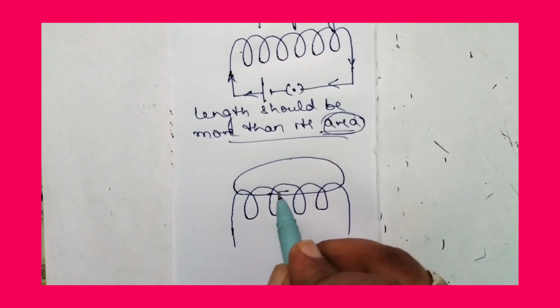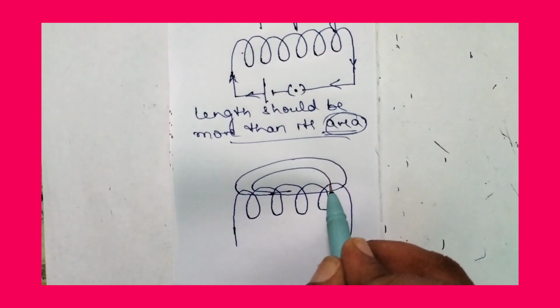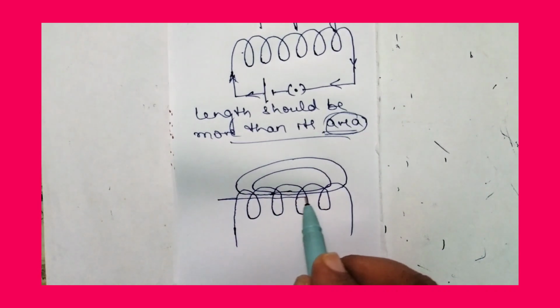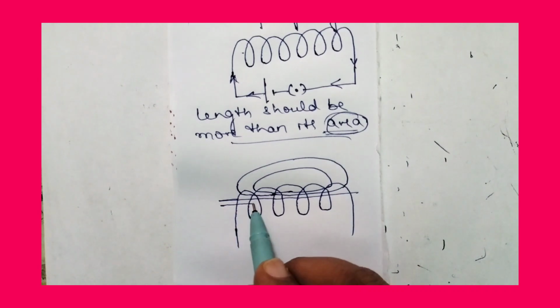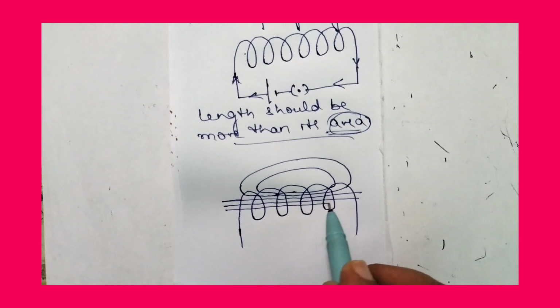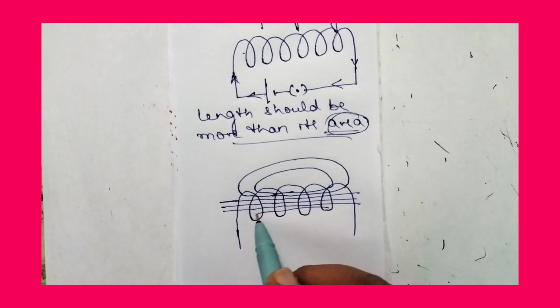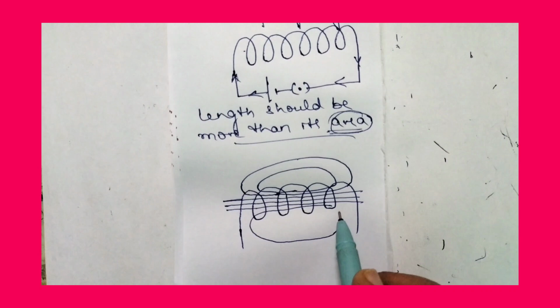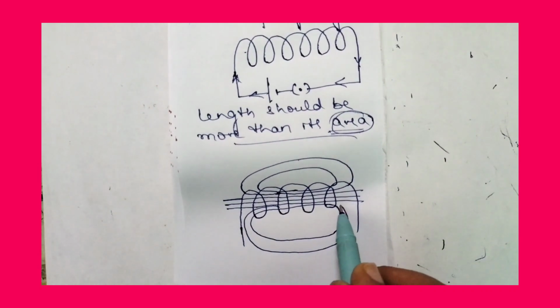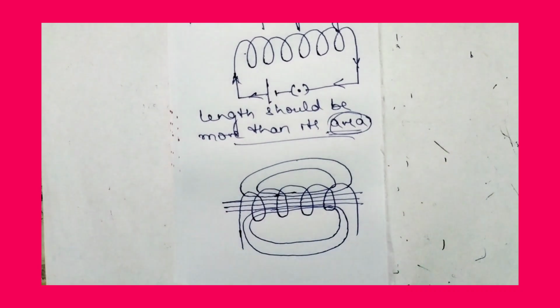So the pattern of the magnetic field around a solenoid will look like this.